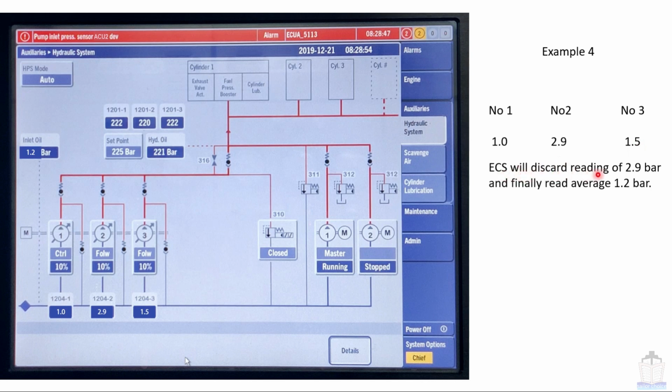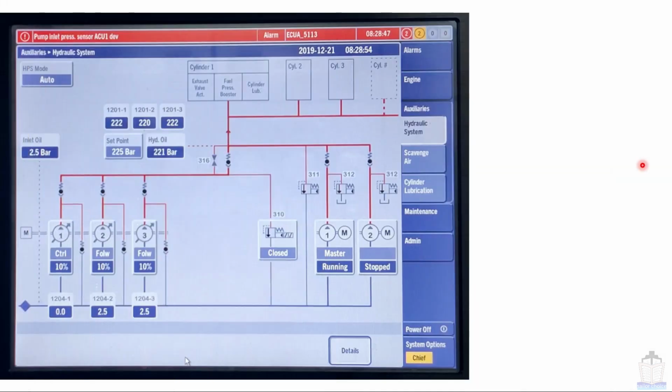ECS will discard the reading of 2.9 bar and finally read the average 1.2 bar, because as per the algorithm the number 2 unit reading is erratic. Now what to do? In this case, no need to do anything. Now going to see example number 5.